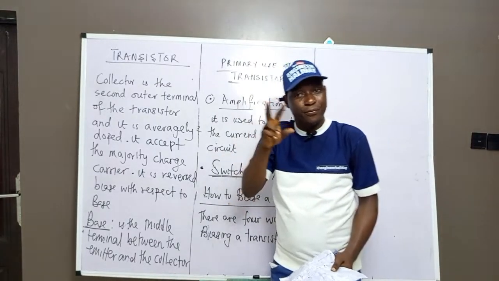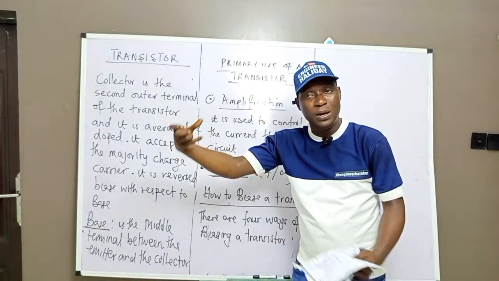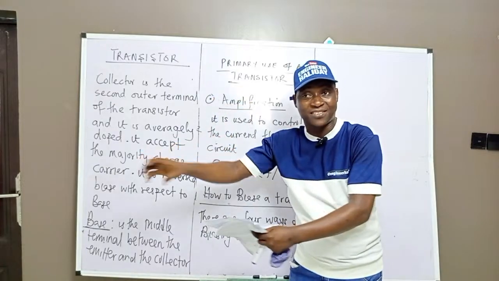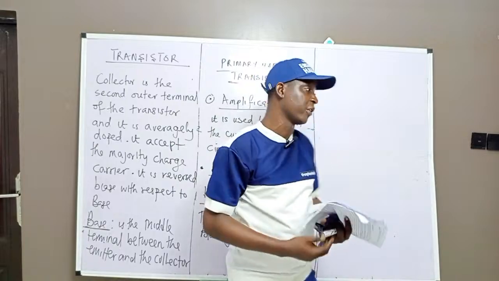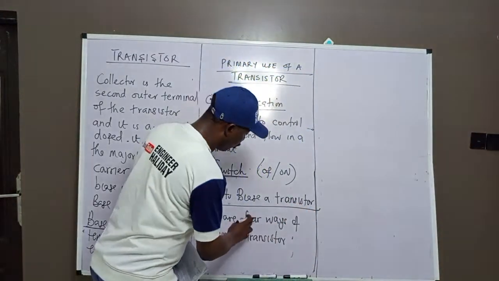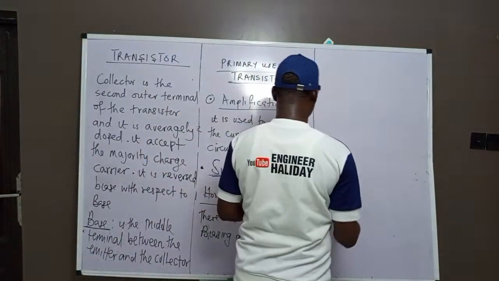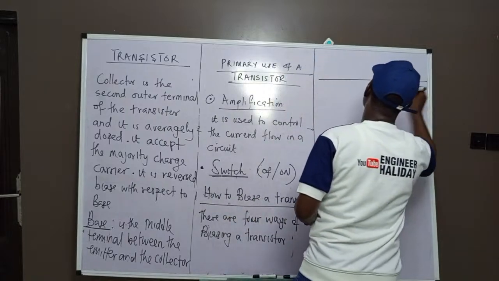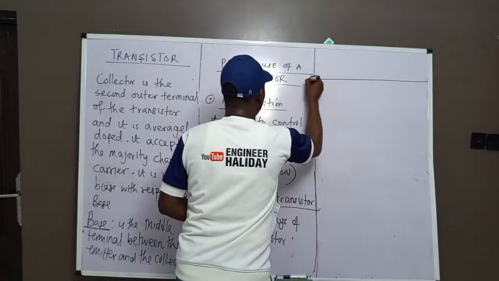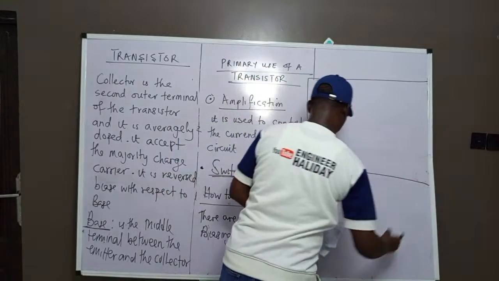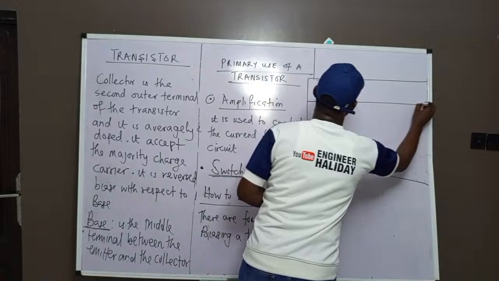That means we now have 2. A diode will produce 2 ways of biasing. Another diode will produce 2 ways of biasing. 2 plus 2 will now give us 4. So that means there are four ways of biasing in what? A transistor. Now let's draw this table so that we can comprehend what I want to say. This table will help us to understand what I want to say.